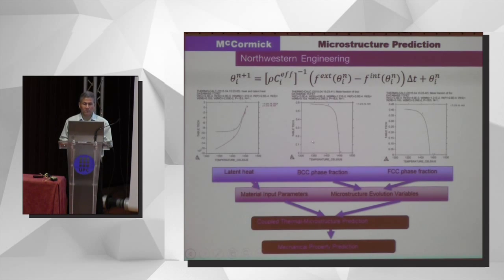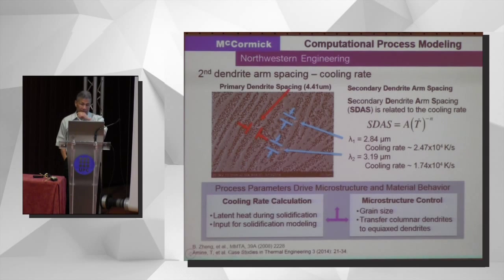This is something we want to do predictions on. A prediction is a prediction, but you need to do calibration. So when you change your process parameter, everything will change in this case. One important thing is the dendrite arm spacing. This has a lot to do with the cooling rate, and you can see here experimentally that with different cooling rates, you get different dendrite arm spacing.